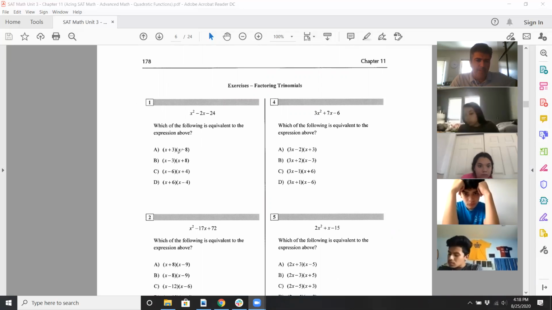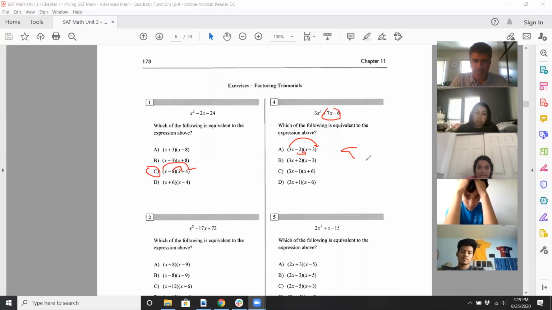Like I need to multiply to -24 but add to -2 in the middle. So it's going to be C, because -6x and of course 4x. Number 4, we need to get 3x squared. We also need to get -6, which you all do. But I need to get 7x in the middle. And it's going to be A. I got kind of lucky by looking at that one, because 3x times 3 is 9x, -2x, you get 7x in the middle. The other ones will not provide us with positive 7x in the middle. So that's why it's A.